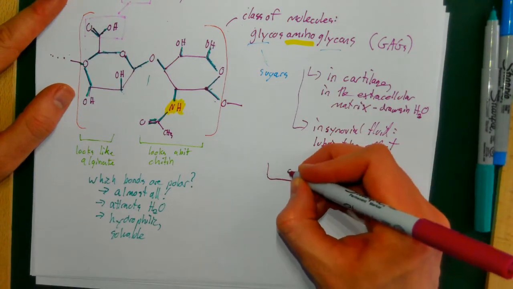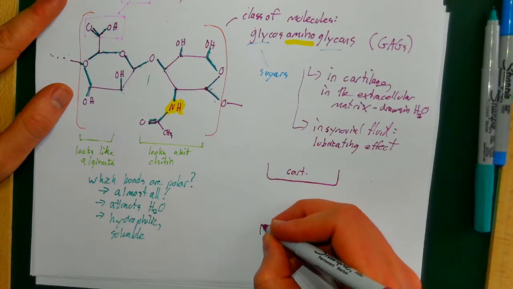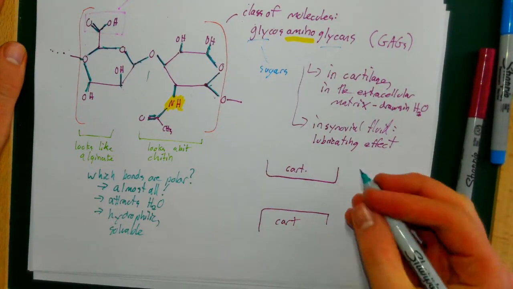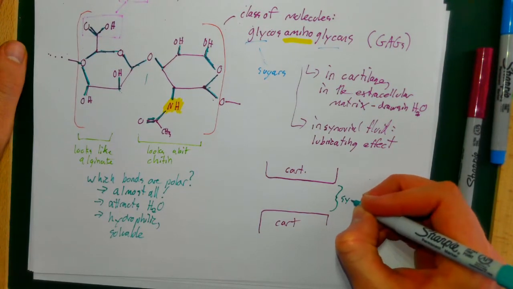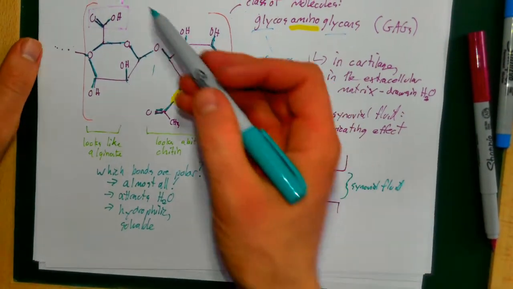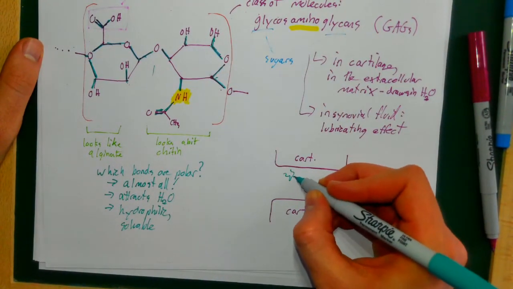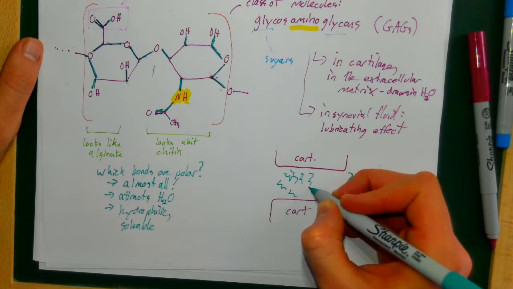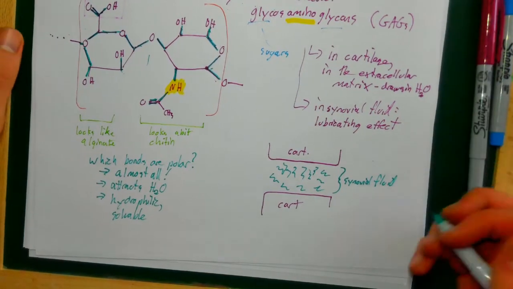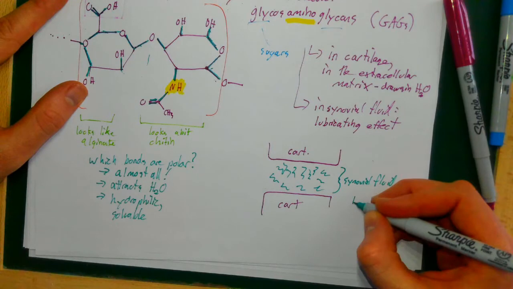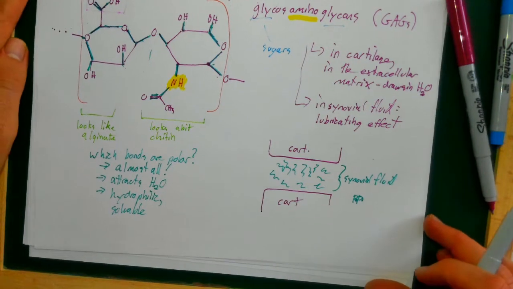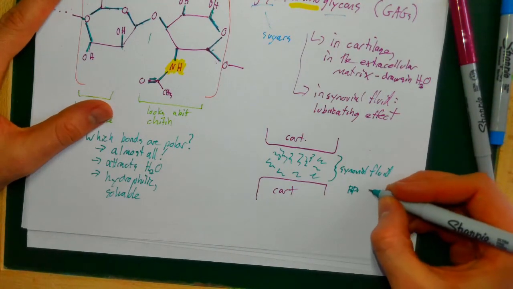So imagine I have two pieces of cartilage, for example, like a knee joint right here. And then in the middle of this, I have synovial fluid. Synovial fluid is mostly water, but it has some of these hyaluronic acid chains in it. So take a moment now, pause and ponder. Do I want this synovial fluid to have a high viscosity or a low viscosity?